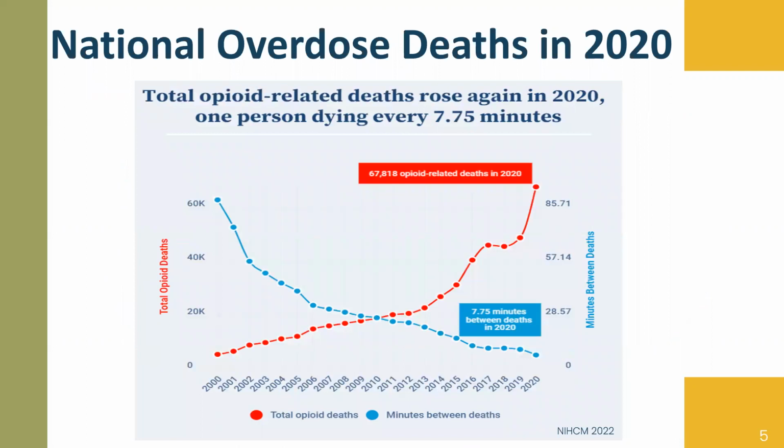According to the National Institute for Healthcare Management, in the previous year, 2020, there were over 67,000 opioid-related deaths. There has been more than 1,000% increase in opioid overdose deaths. As the rates of death grew, the minutes between deaths fell correspondingly. By 2020, one person was dying of an opioid overdose every 7.75 minutes. And nearly 75% of drug overdose deaths in 2020 involved an opioid.